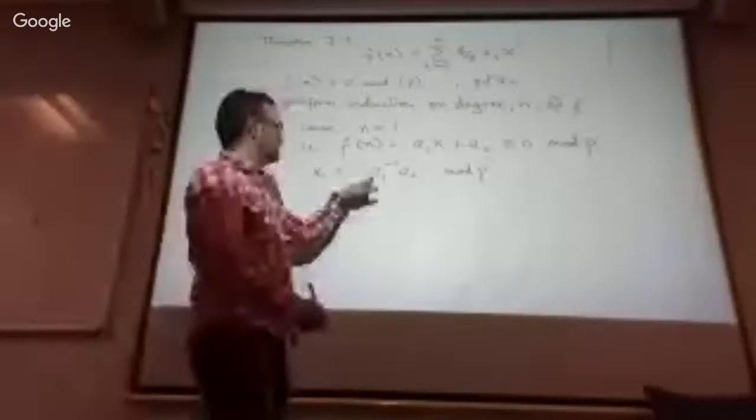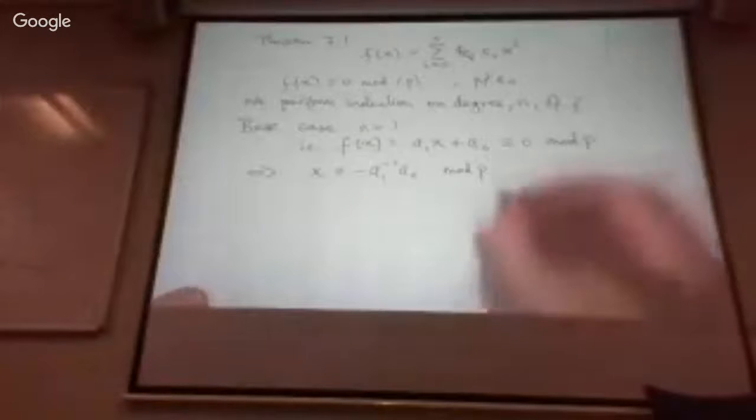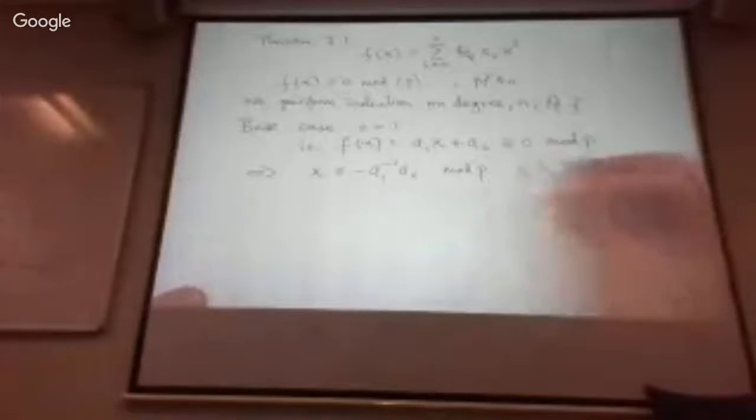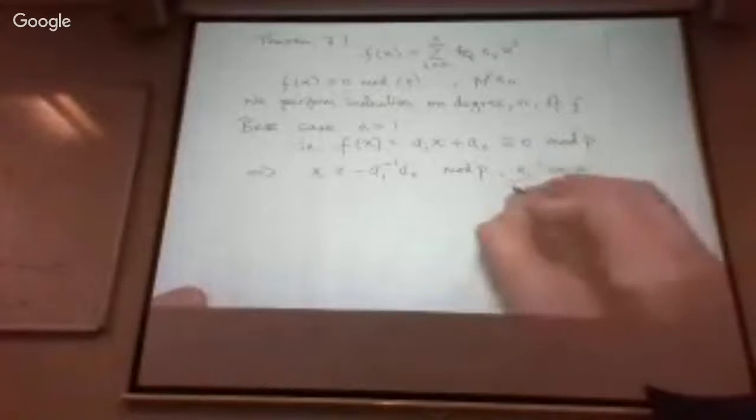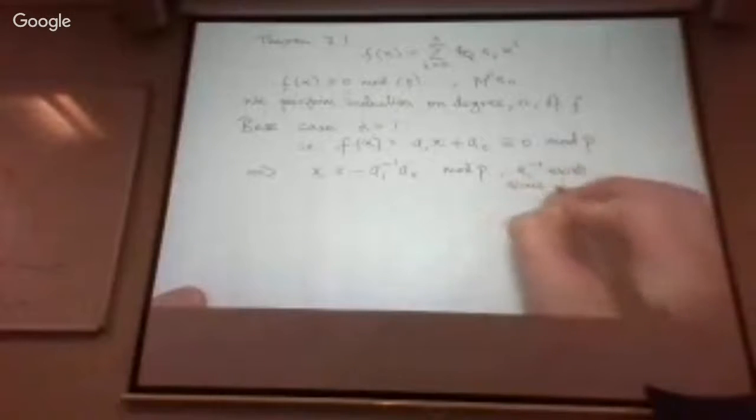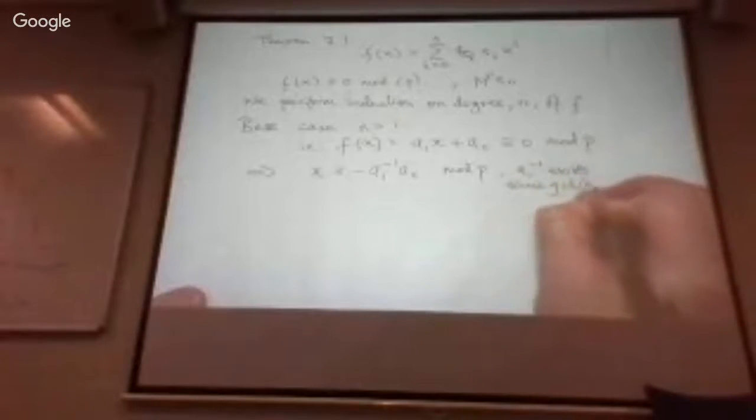So the solution here, which we've already described in the previous chapter, is one solution modulo p. And the only justification we need for that is just to remark that a1 inverse exists since the GCD of a1 and p is 1.